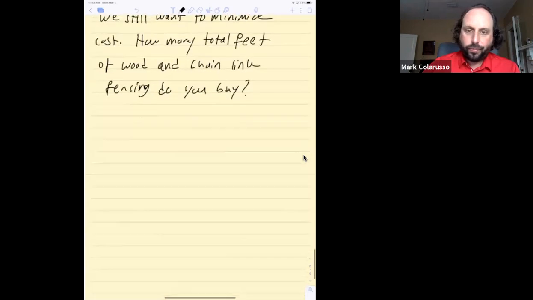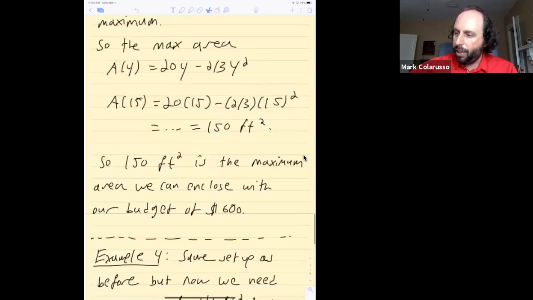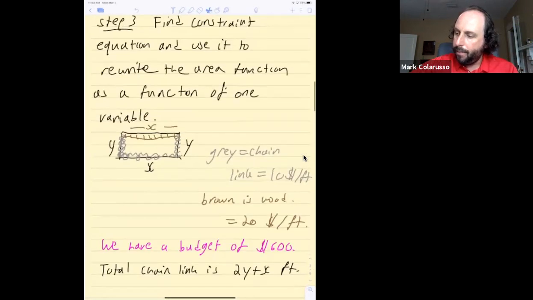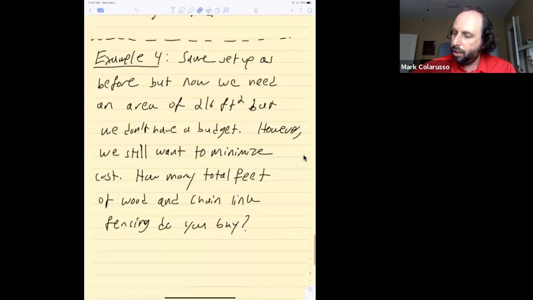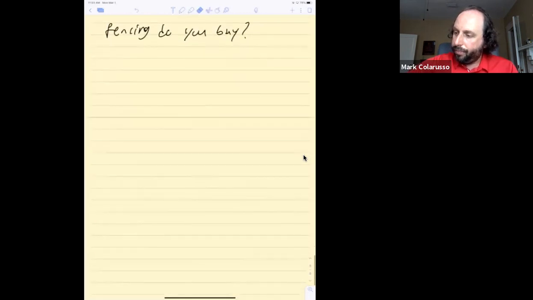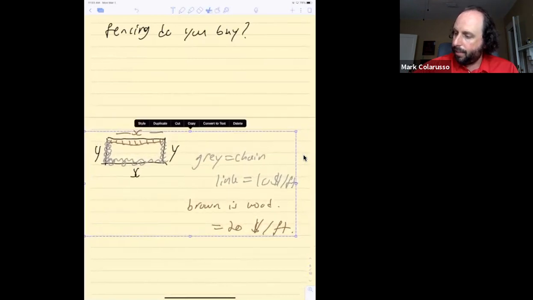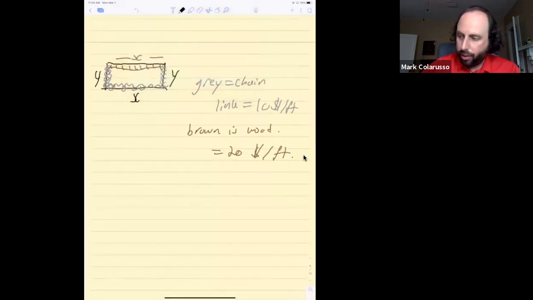Okay, so it's the same setup as before. I guess I could just copy the same diagram, but where did it go? There's the information we need. Right, and so that's our step 1, kind of already done from last time. Now, step 2 is the cost.